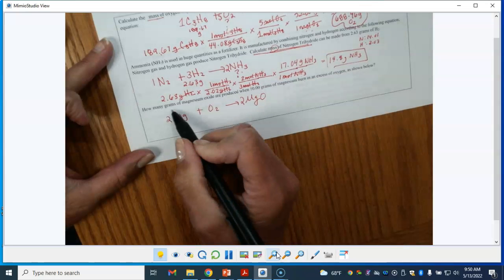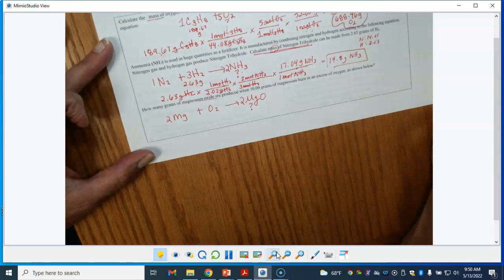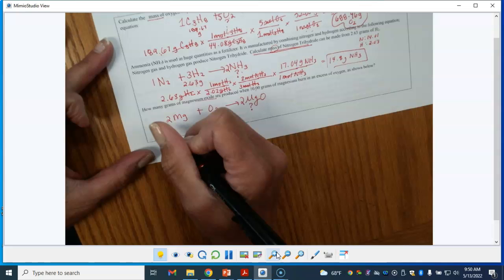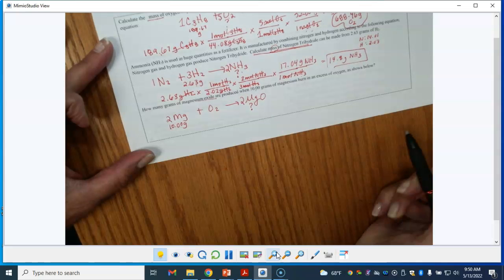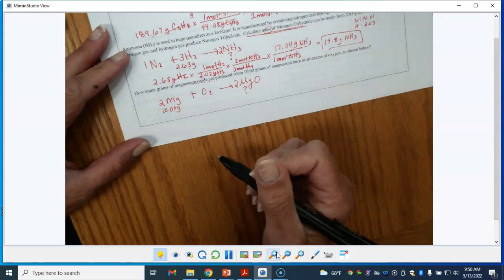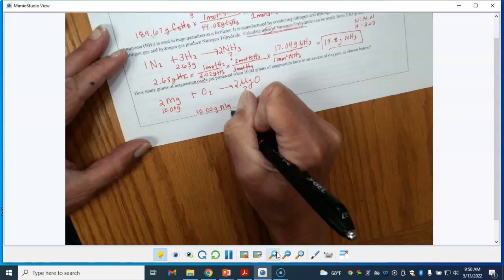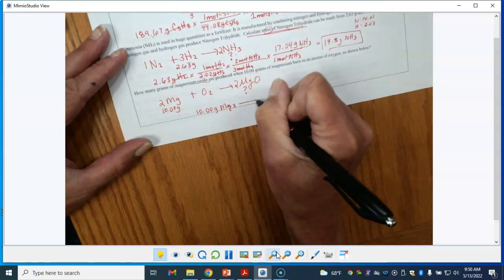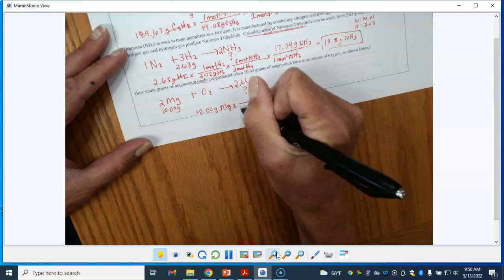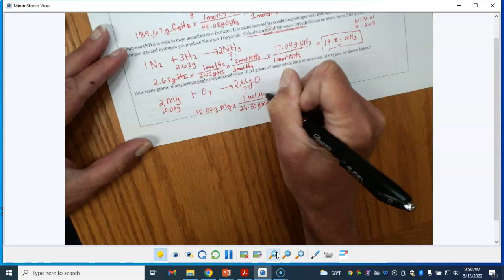First place I start. So it says how many grams of magnesium oxide are produced? So my question mark is going to go over magnesium oxide. When 10 grams of magnesium burn. So I'm given 10 grams of magnesium, and I want to figure out how much product I'm going to make. Okay, so I'm going to start with my 10 grams of magnesium. My first step is to convert from grams to moles using the molar mass. So the molar mass of magnesium is 24.30 grams of magnesium. My 1 mole of magnesium.